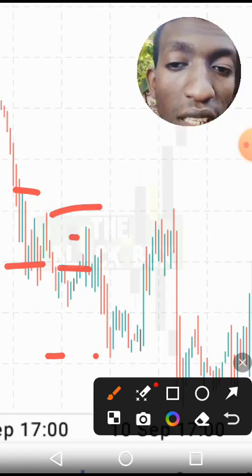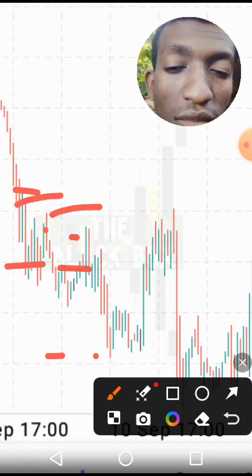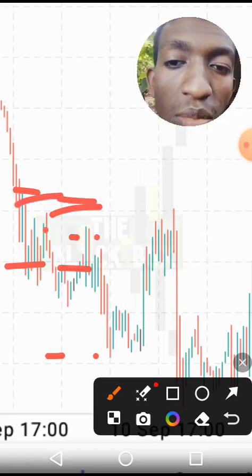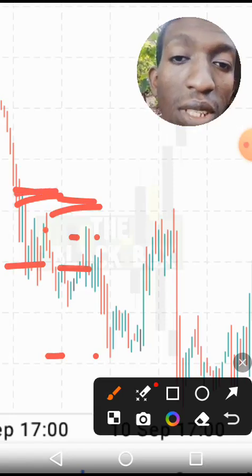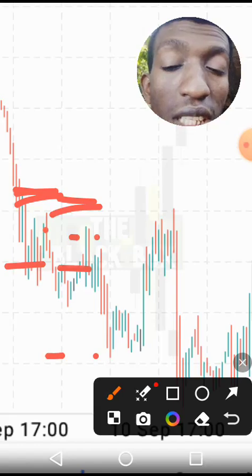Notice this, making equal highs. My stop loss for this sale is up there. It is a little bit up there. Okay, I'm not trying to fit in.